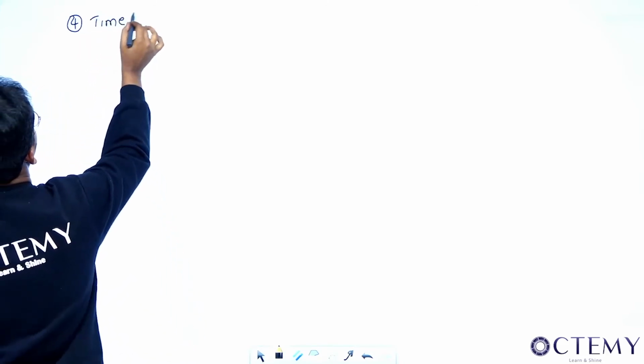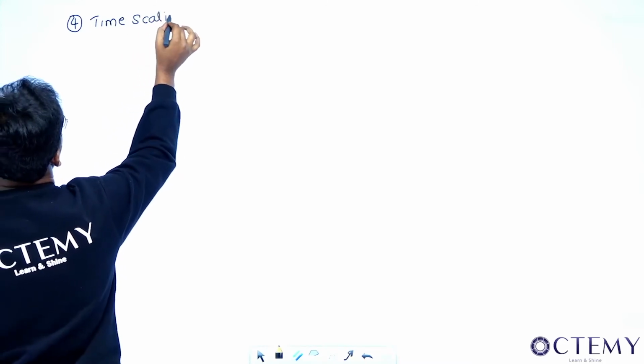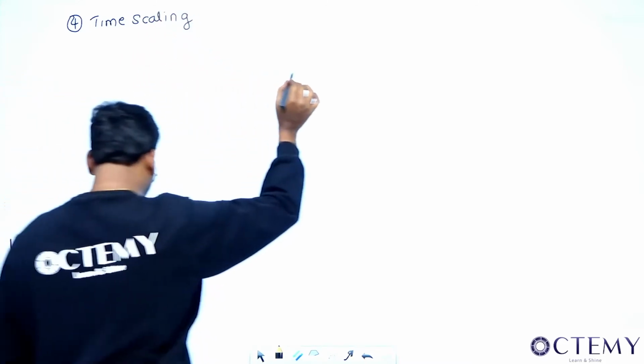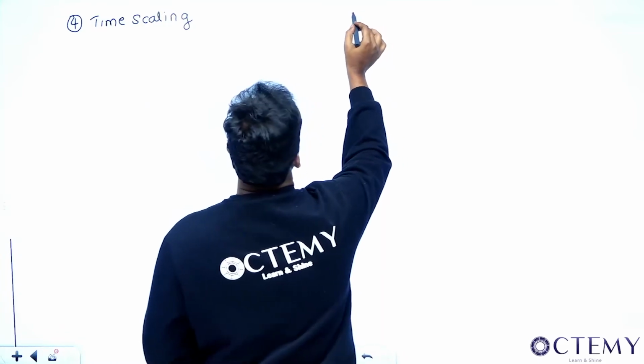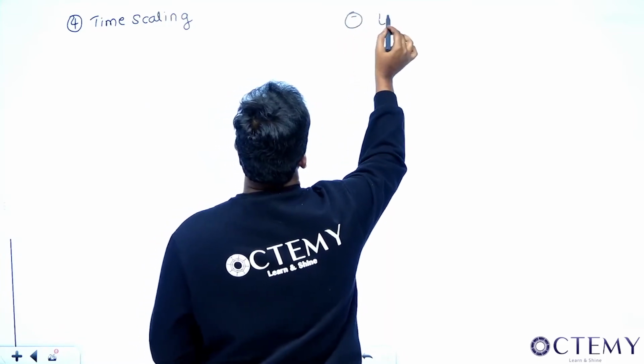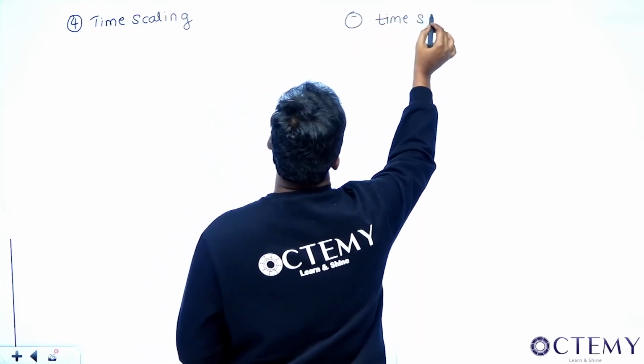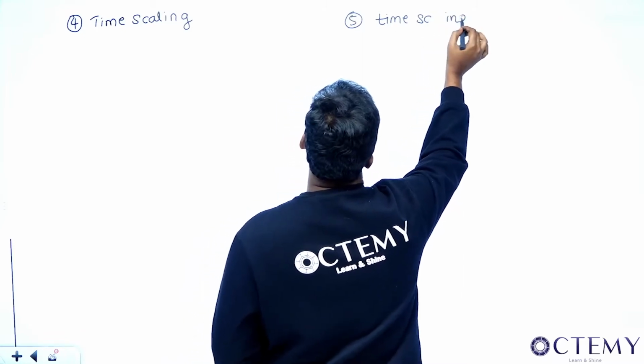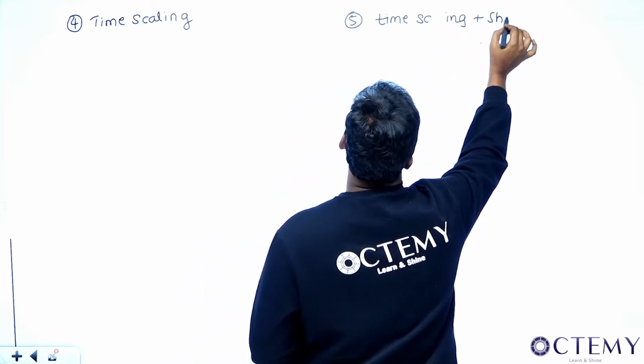Now, let me go to the fourth property, sir. The fourth property is basically shifting plus scaling, sir. The fourth property is time scaling. First, we'll do time scaling. Then we will do scaling plus shifting. Fifth one is time scaling plus shifting.